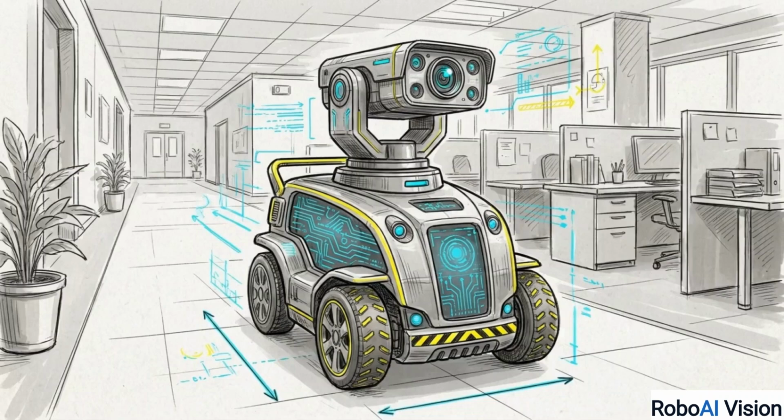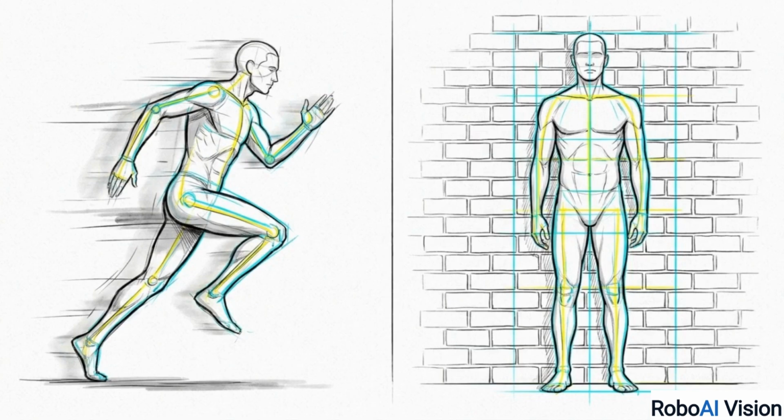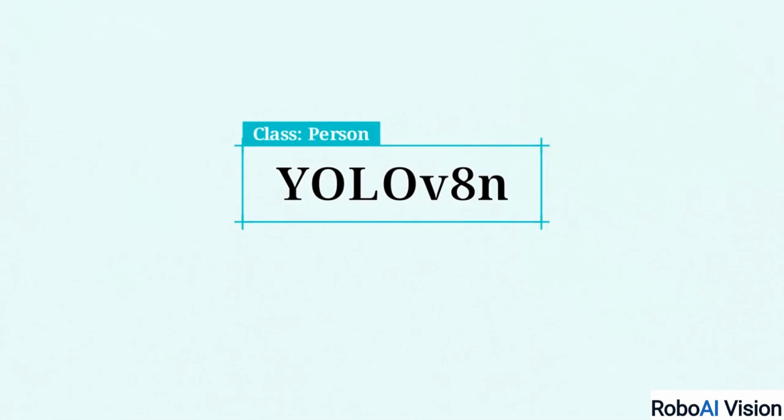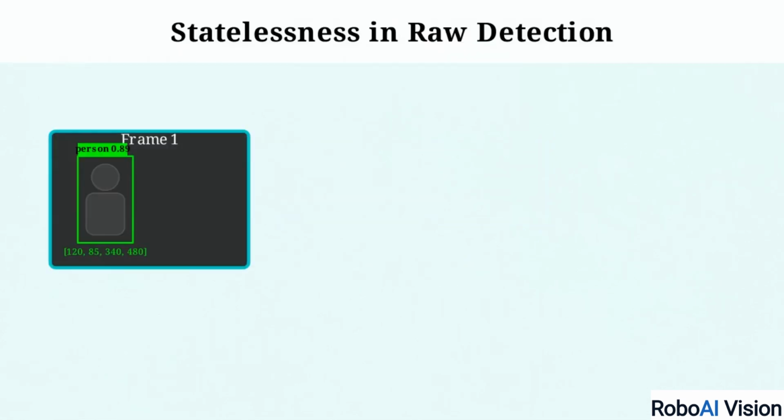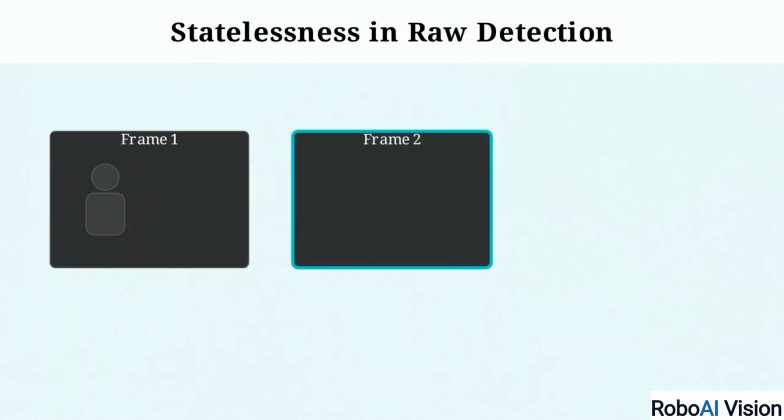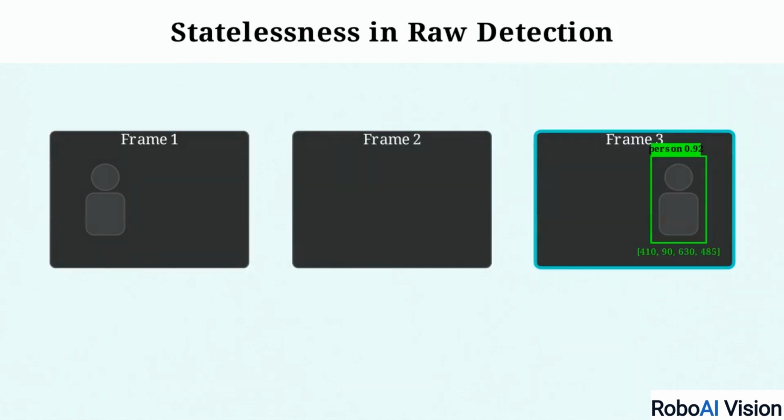To monitor a space effectively, an autonomous surveillance robot must constantly evaluate human behavior. It has to distinguish between a person walking through a room and a person loitering suspiciously. The raw object detection model running on the system, YOLO V8N, cannot make that distinction. It processes video one isolated frame at a time, with no memory of what happened a second ago.